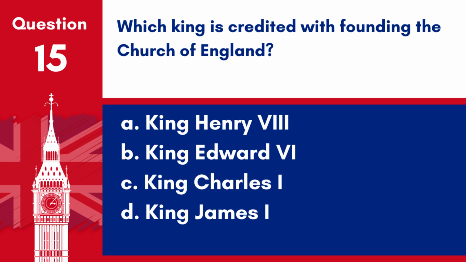Question 15. Which king is credited with founding the Church of England? A. King Henry VIII. B. King Edward VI. C. King Charles I. D. King James I. Answer A. King Henry VIII. King Henry VIII is credited with founding the Church of England.